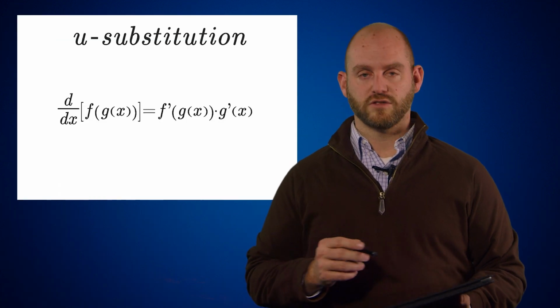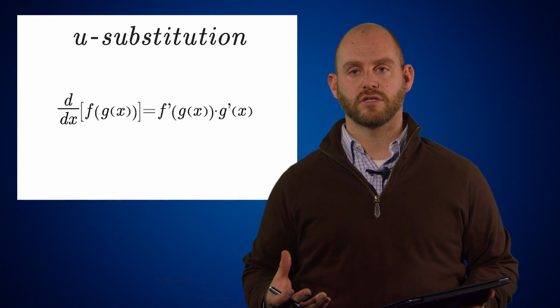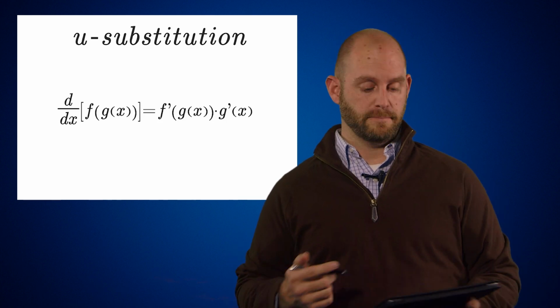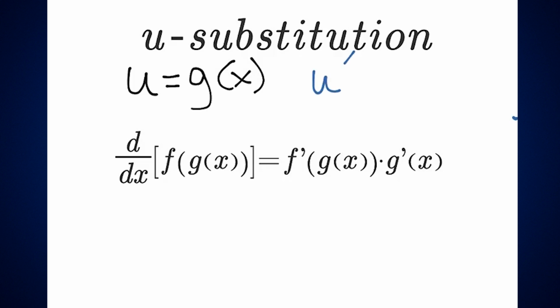It's called u substitution. U substitution is a way that we can basically redefine the inside function to make the problem look super easy. So in u substitution, what we do is we just let u, the variable u, become the inside function of g of x. So if u is g of x, then u prime would be the derivative of g of x.